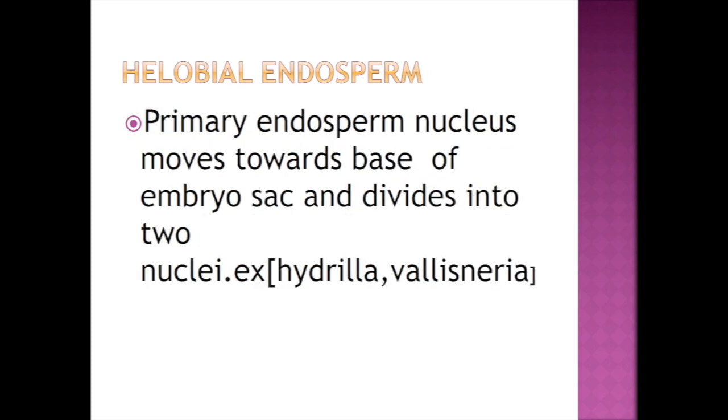Next one. Helobial endosperm. What is called helobial endosperm? The endosperm nucleus moves towards the base of the embryo sac and divides into two nuclei. So the embryo sac is divided into two nuclei. Example: Hydrilla and Vallisneria. Hydrilla and Vallisneria are aquatic plants, which is important.